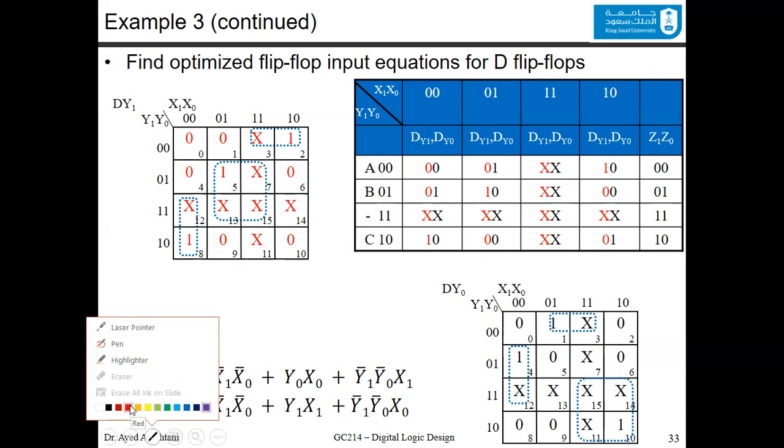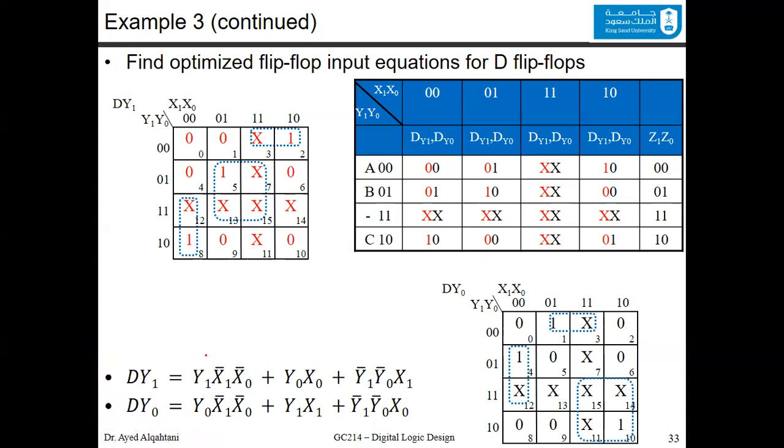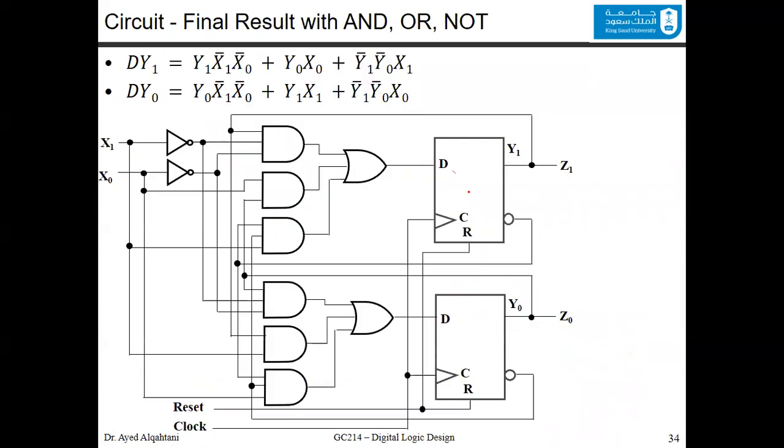Now, after describing this example, and we got the equations, those 2 equations, we will generate the block diagram. This is the block diagram. We have 2 flip-flops, y0 and y1. And we say that the next state for y1 is this one. It has 3 terms altogether. And for dy0, it has 3 terms altogether. And we get the terms, and you can check them here.